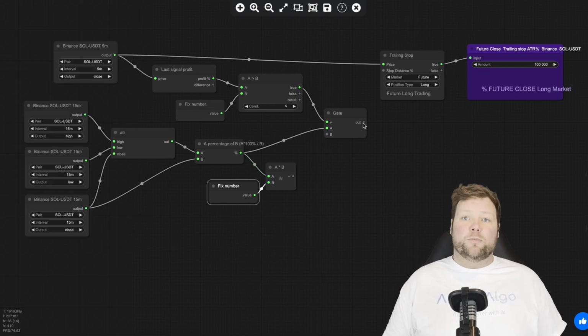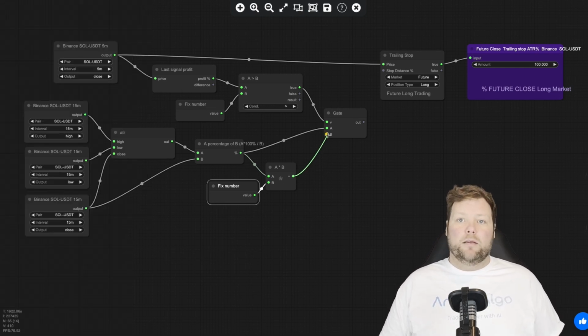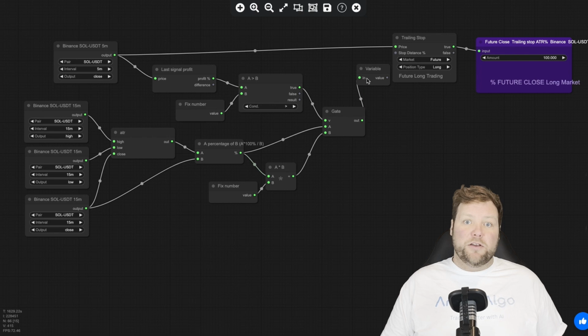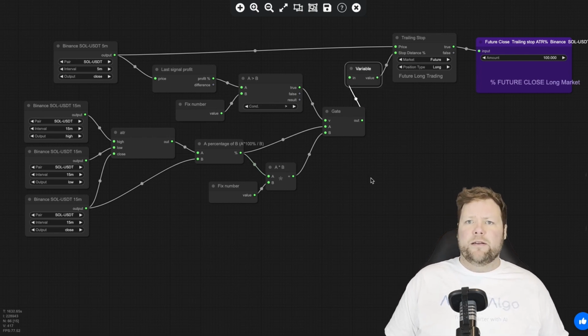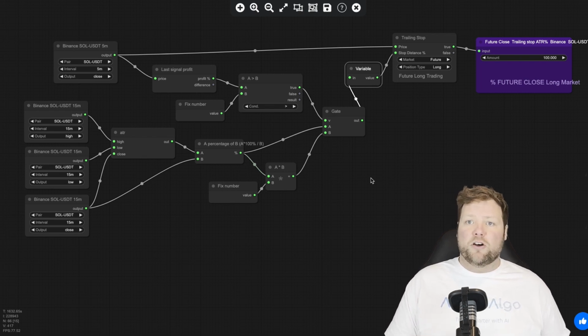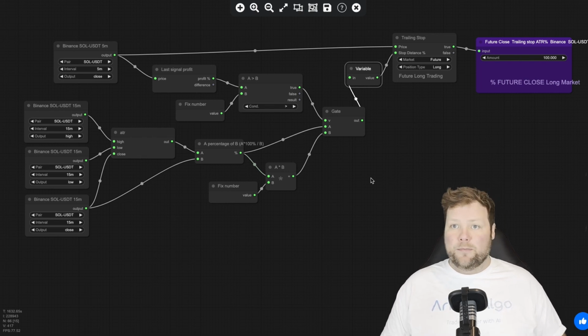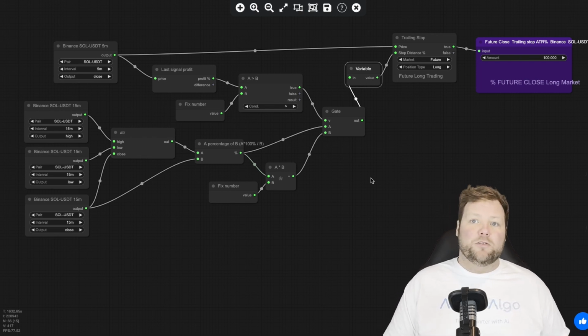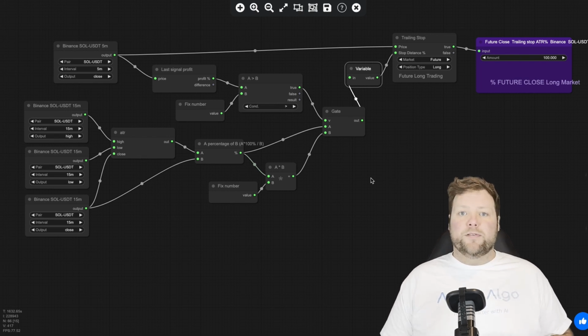Then I connect both stop distances into the gate block, and remember if there's different time frames to use a variable. So the gate block, depending on the last signal profit, decides on whether to output the wider stop distance or the smaller one. The end result is a trailing stop that's wide when the trade is young and tight when the trade is healthy. This is exactly how professional discretionary traders will think about their risk. So there's just a few useful examples.